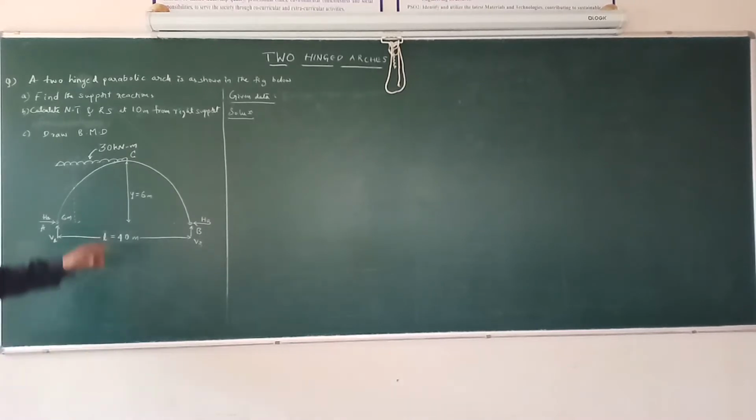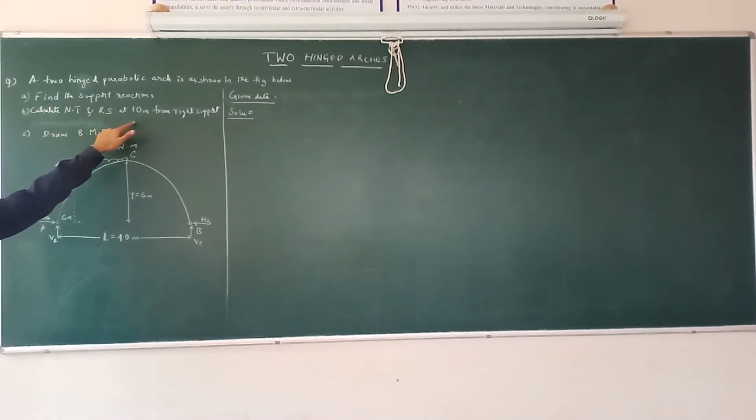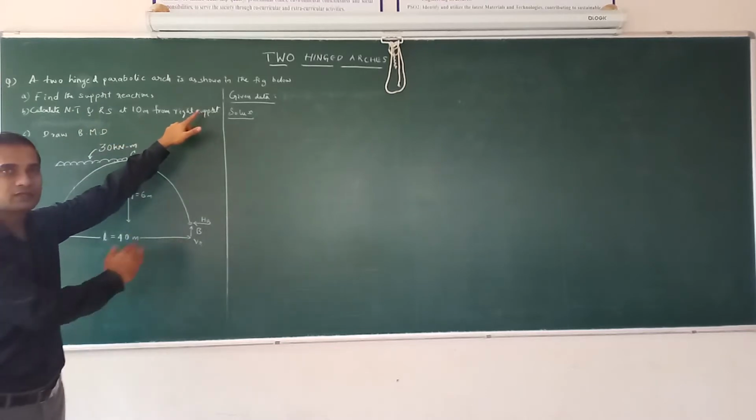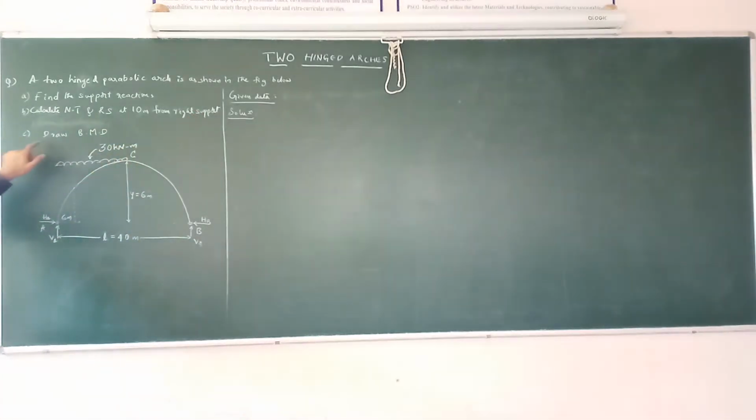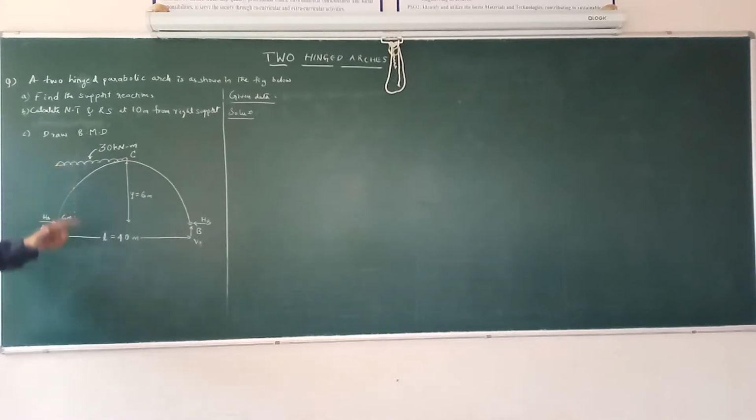Second question: a two-hinged parabolic arch is as shown in the figure below. Find support reactions as usual. Calculate normal thrust and radial shear at 10 meters from the right support. Draw the bending moment diagram.